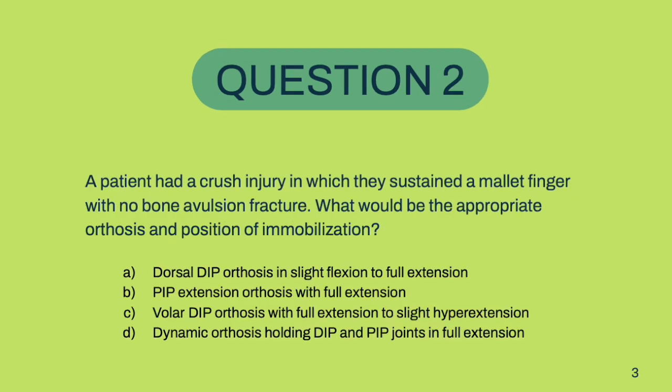Question 2. A patient had a crush injury in which they sustained a mallet finger with no bone avulsion fracture. What would be the appropriate orthosis and position of immobilization? A. Dorsal DIP orthosis in slight flexion to full extension. B. PIP extension orthosis with full extension. C. Volar DIP orthosis with full extension to slight hyperextension. D. Dynamic orthosis holding DIP and PIP joints in full extension.